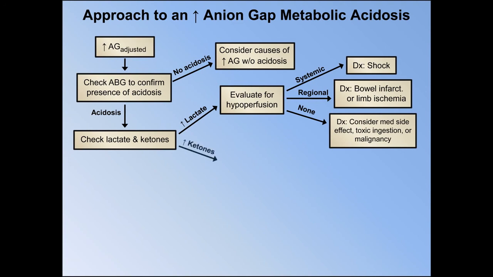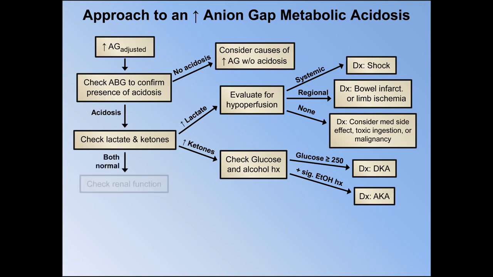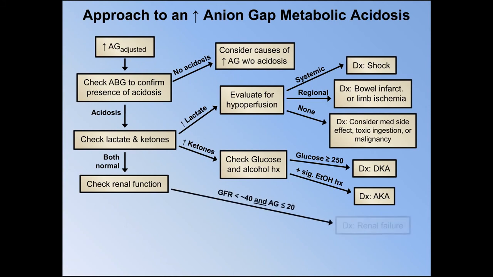If instead of an elevated lactate, ketones are present, and if the glucose is greater than 250, the patient likely has DKA, whereas if the patient is a heavy alcoholic, then alcoholic ketoacidosis is the probable diagnosis. If both lactate and ketones are normal, look at the renal function. A GFR less than 40 and anion gap less than 20 suggests that renal failure alone might be the explanation.